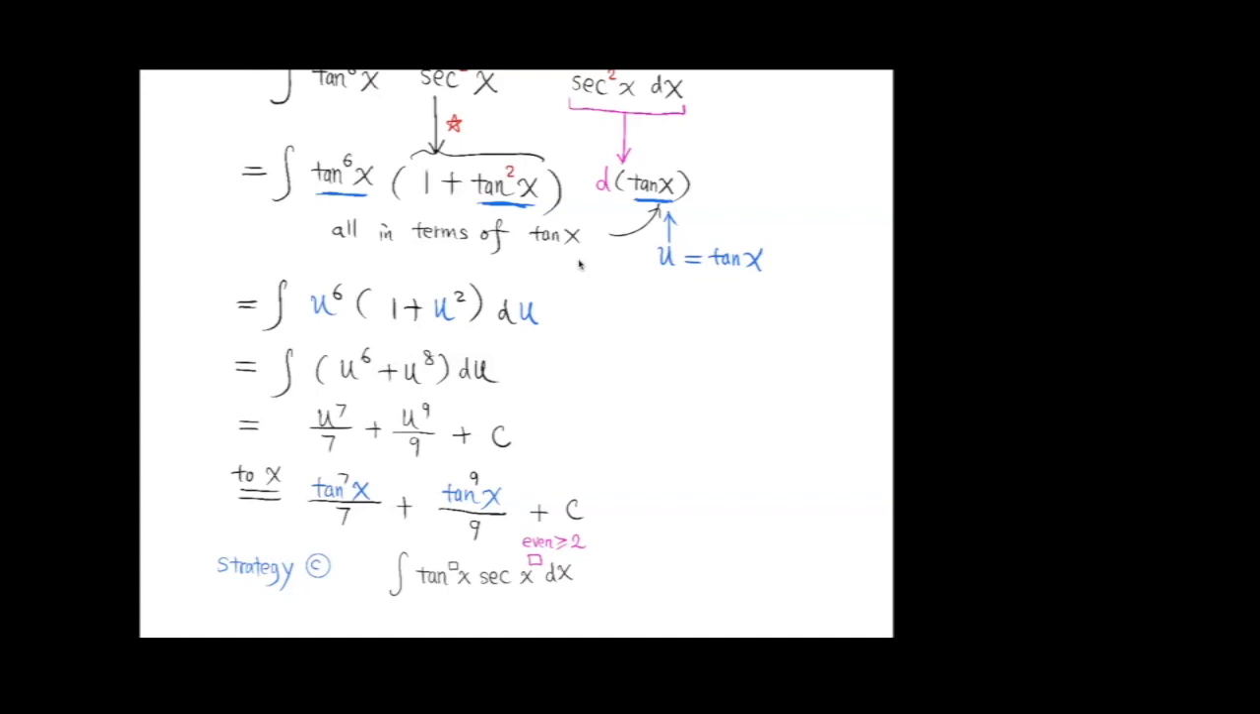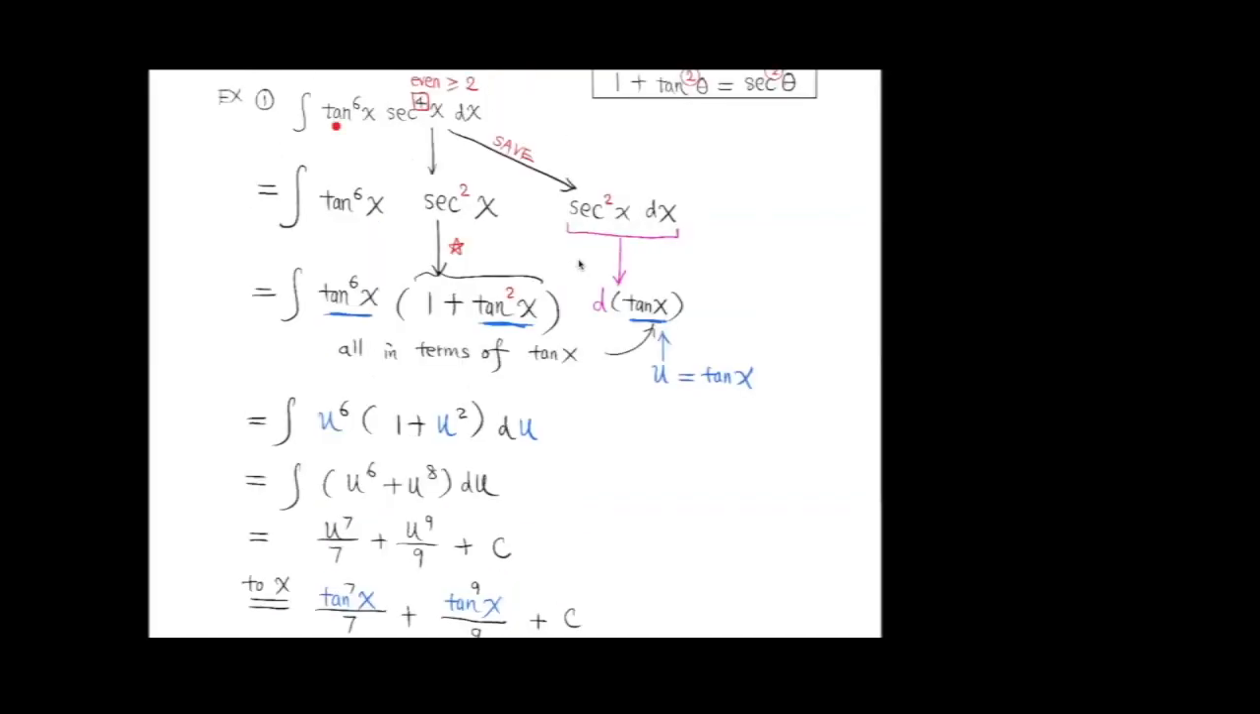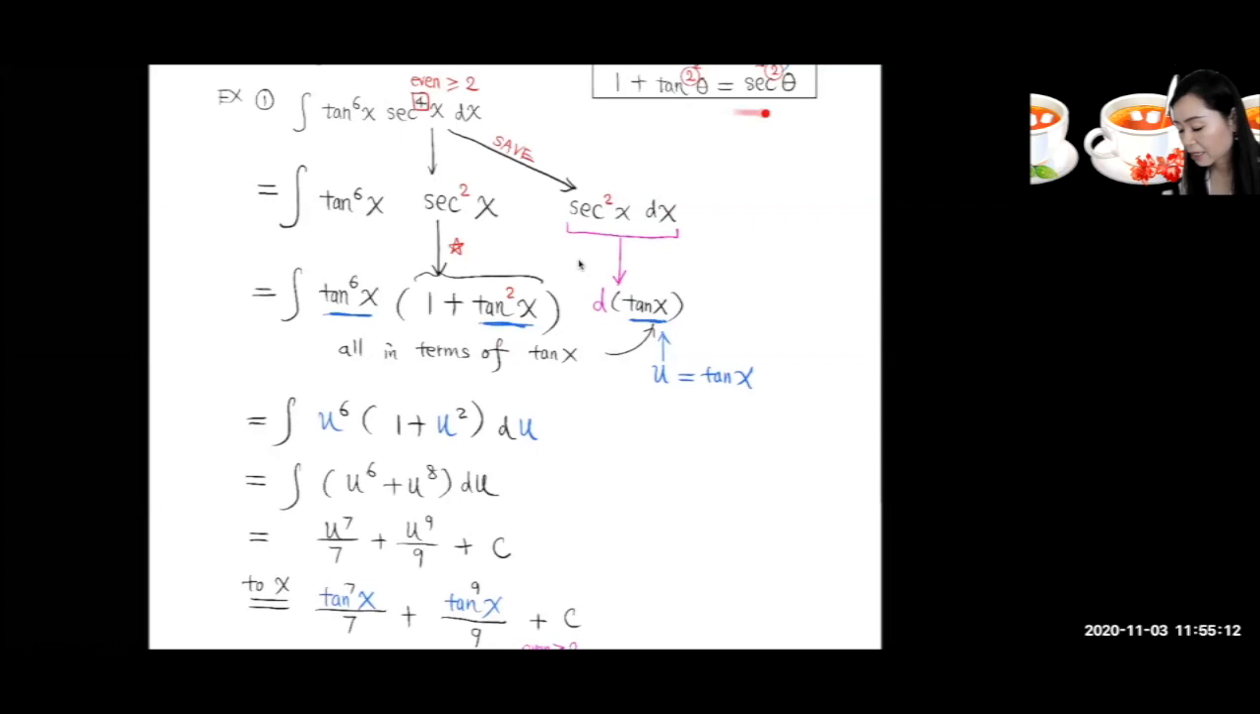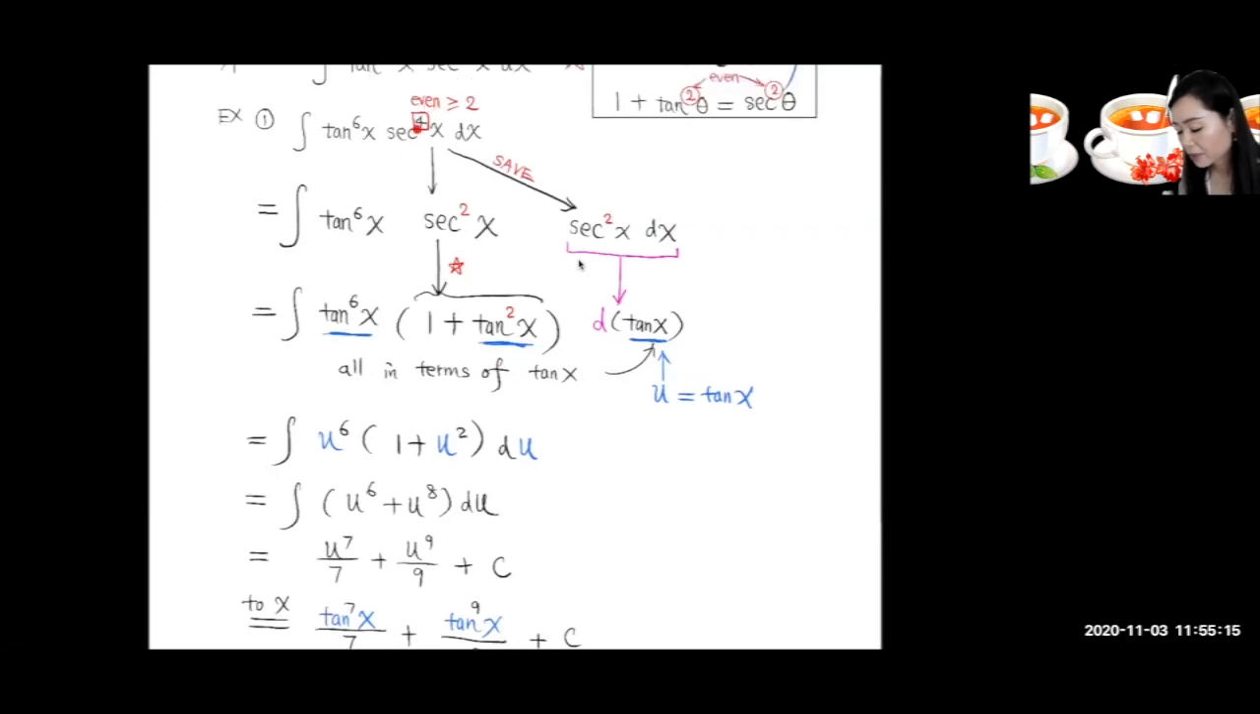So for this type of problem, when you have tangent times secant, you just need to think about what to save. Because there's an identity over here, when the exponent for secant is even, you want to save a secant squared, because that way it's going to become d of tangent x. If you just save secant, it's not going to get anywhere because you want to relate to tangent x. You need the derivative of tangent x, which is secant squared. So you want to save a secant squared together with the dx. And now this is still even, and then you can use this identity to express that in terms of tangent.